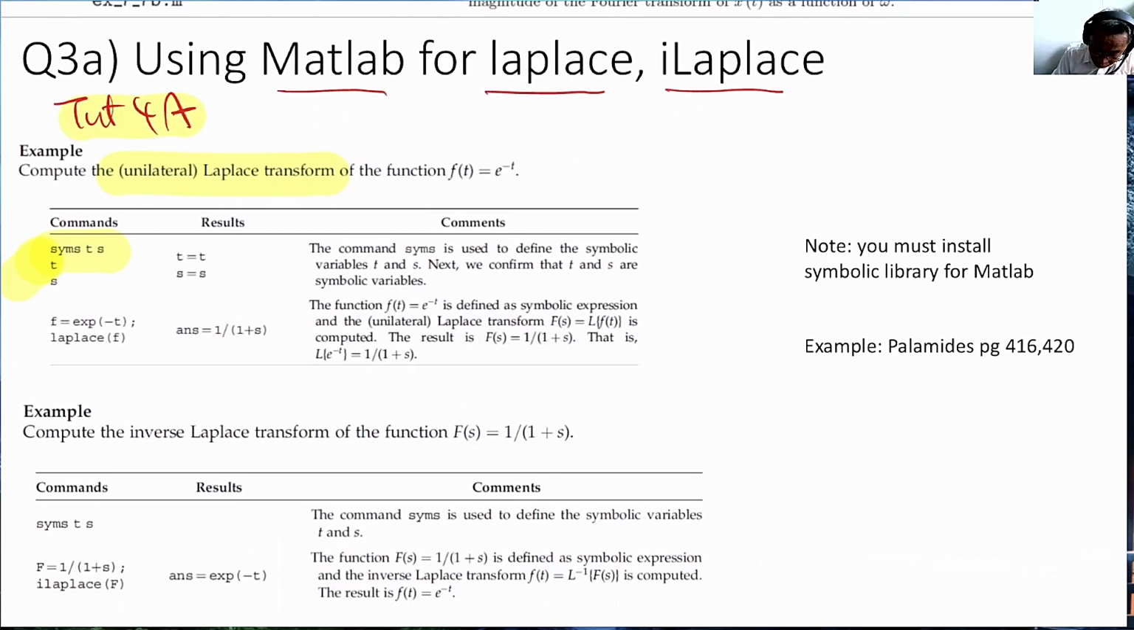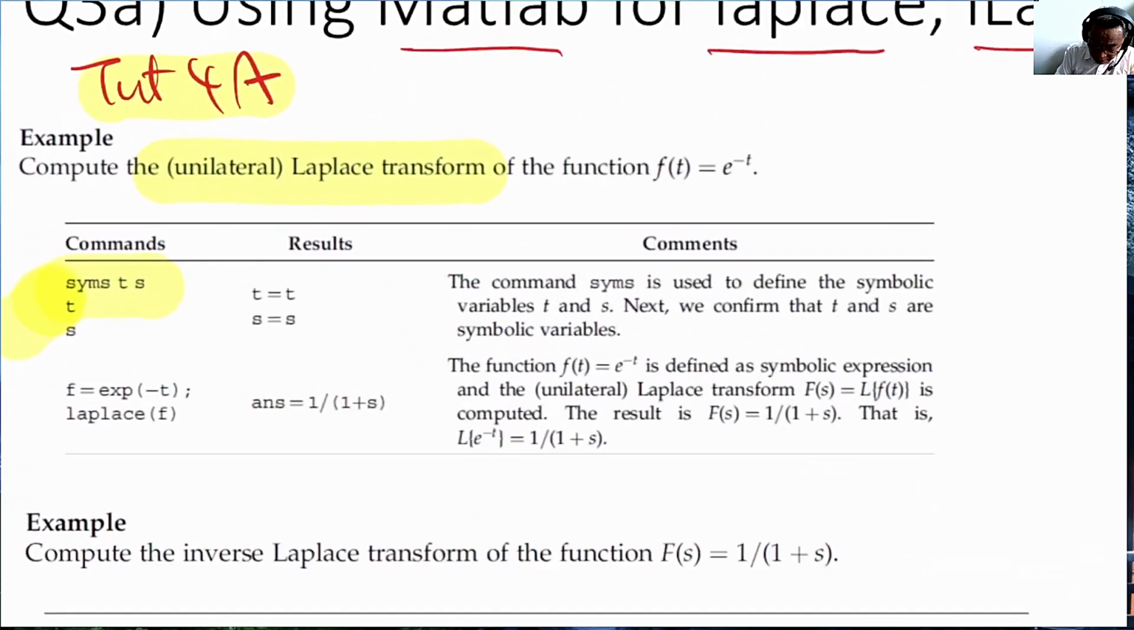Welcome back. This is tutorial 4a, question 3a. We'll use MATLAB to perform Laplace and inverse Laplace transform.